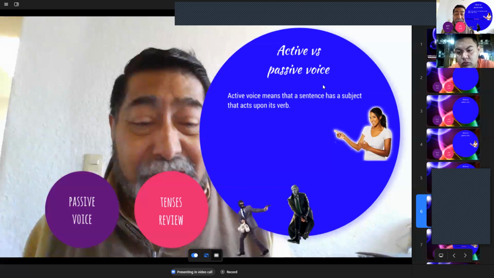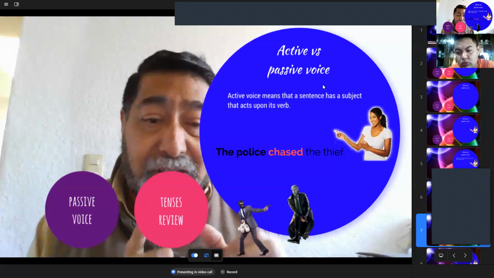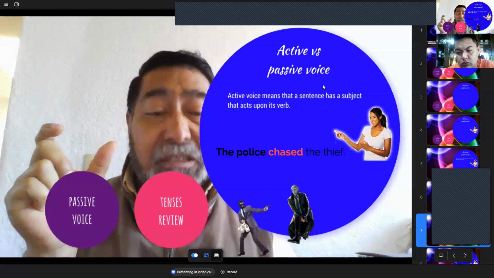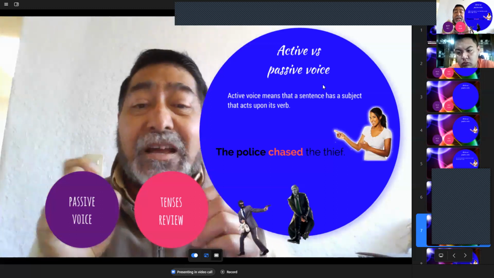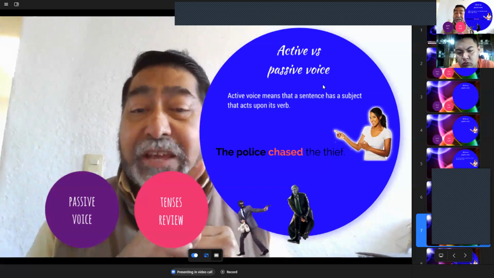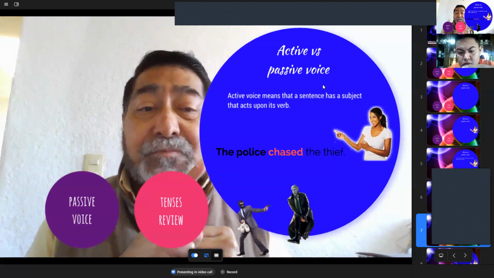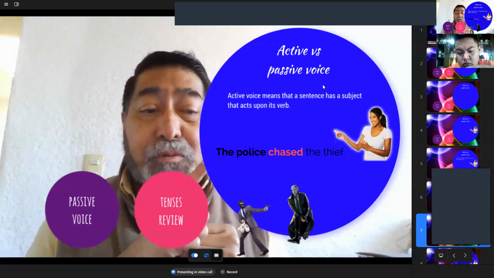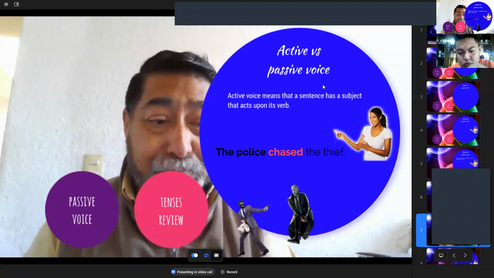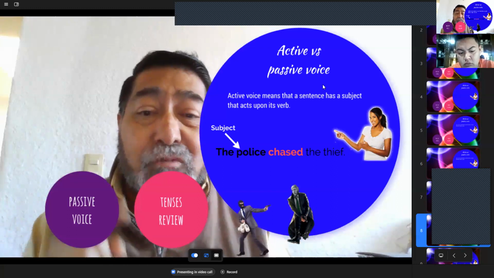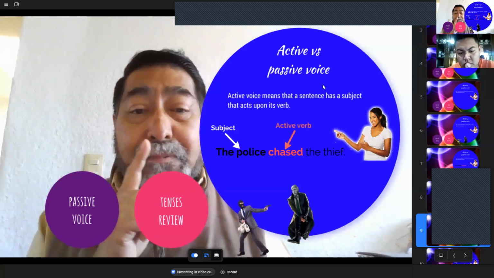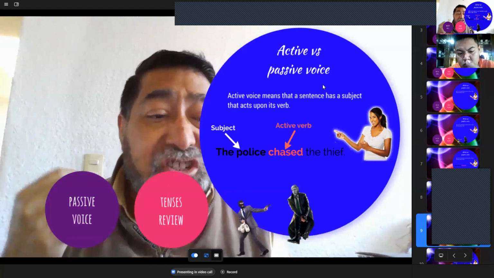Now, in this example we have here, the police chased the thief. Notice that I am using a different color in the verb, chased. So in this case, the action happened in the past. The police is the doer of the action, that is the subject, in boldface. And then we have the rest of the sentence, the thief. The subject, remember, is the police. Then I have my verb, the active verb, chased.